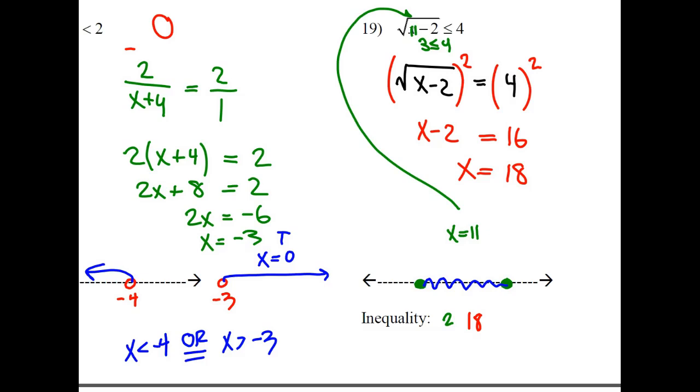Okay, so how do you write that as an inequality now? Well, 2 there, 18 there. If it's in between, then you write the x in between, 2 and 18. Okay, that's how we do it. We find our boundaries, then do our test points.